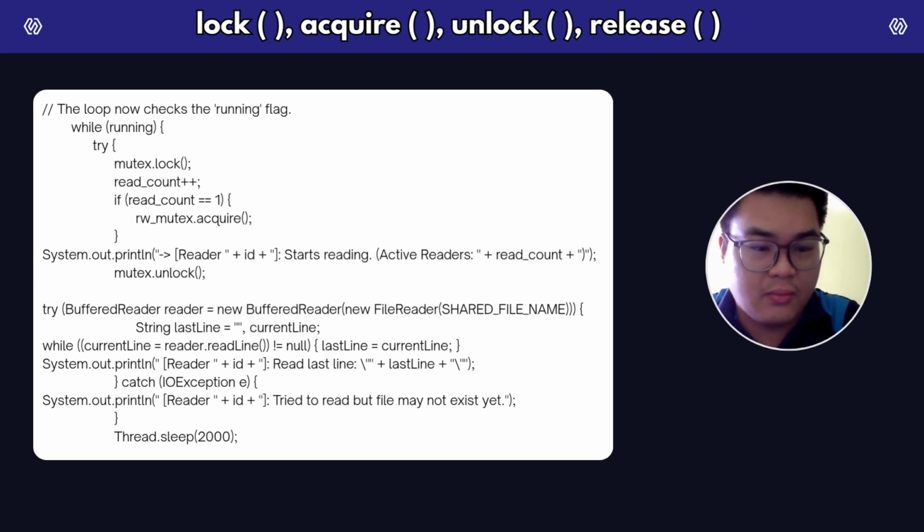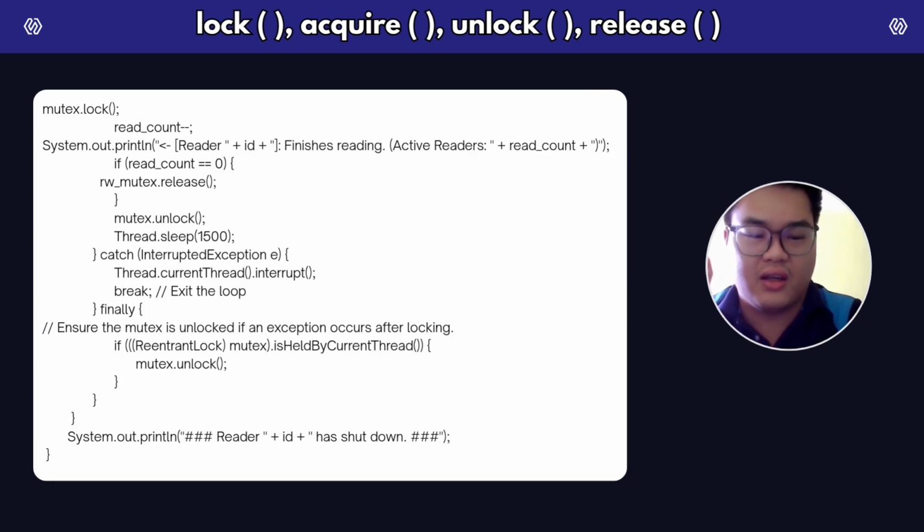I will now explain how we use synchronization methods in multi-threading: lock, acquire, unlock, release, and thread sleep. First, lock and unlock come from the ReentrantLock class in Java. We use lock when a thread wants exclusive access to a critical section, like accessing shared data. Once done, we call unlock to allow other threads in.